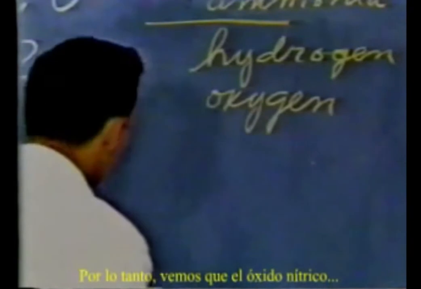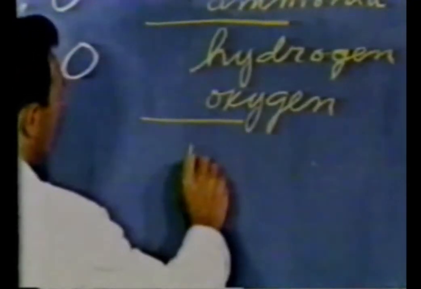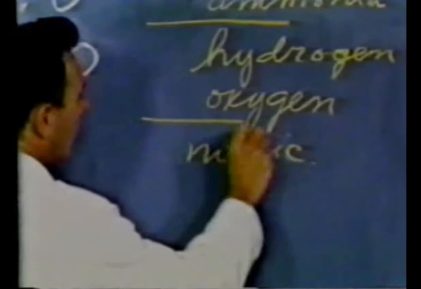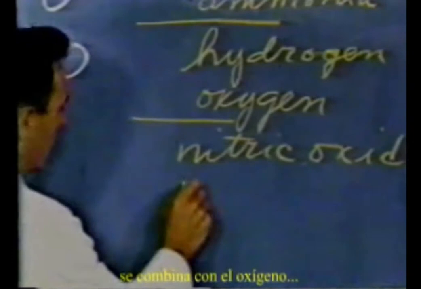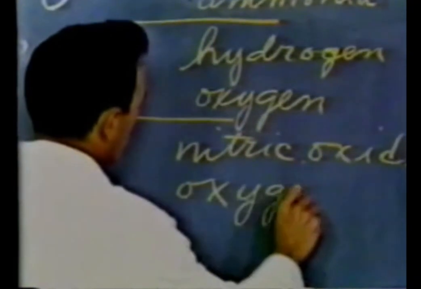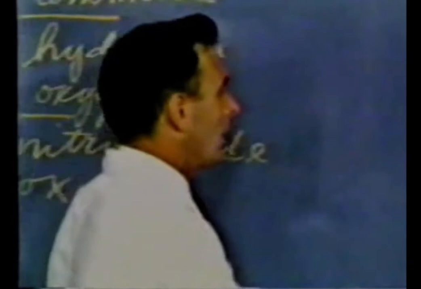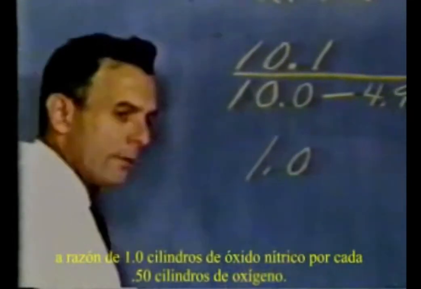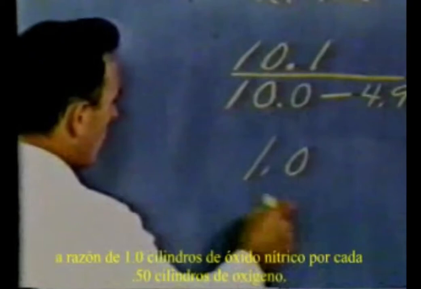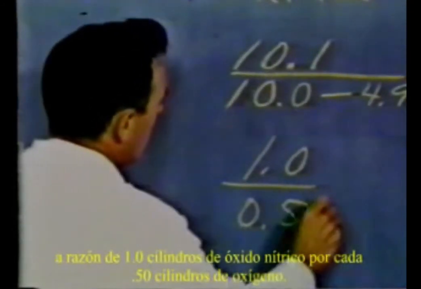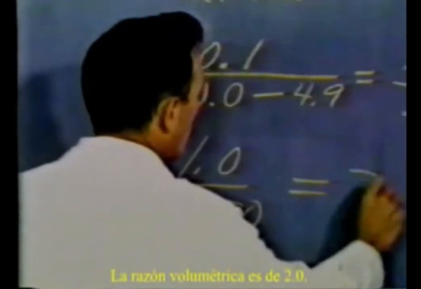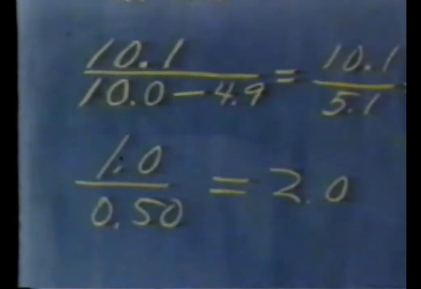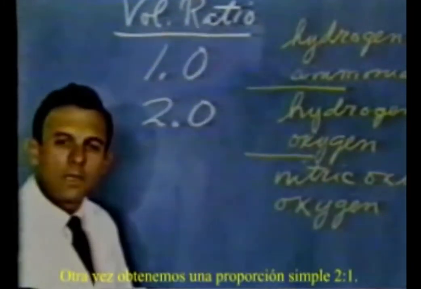So we see that nitric oxide combines with oxygen, and one cylinder of nitric oxide combines with just 0.50 cylinders of oxygen. The volume ratio is 2.0. Once again, we have a simple 2-to-1 volume ratio.